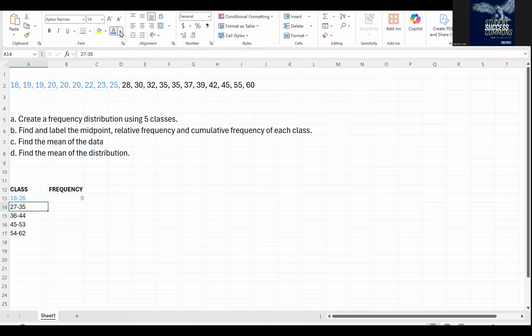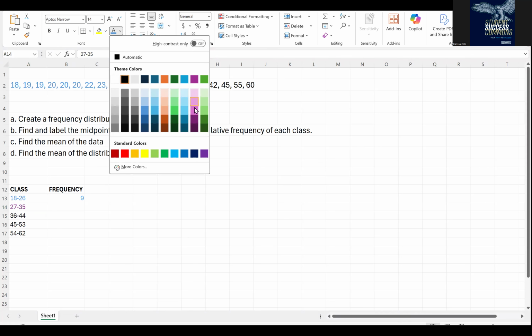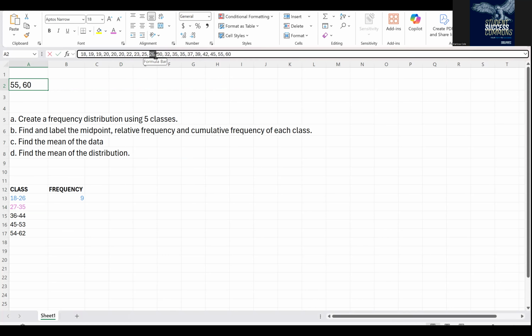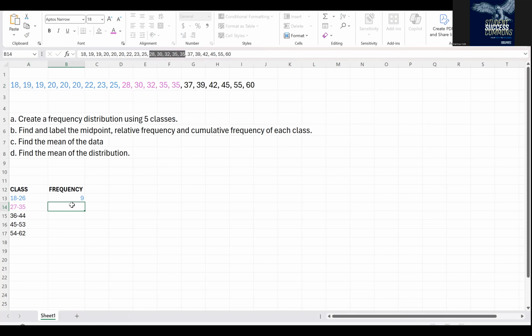Let's go this purpley color. Why not? So any number between 27 and 35 will go in this box. I'm going to look back at my list. Let's see. 28, 30, 32, 35, oh, and another 35. Those will all count, so that's a total of 1, 2, 3, 4, 5. So the frequency for this group is 5.